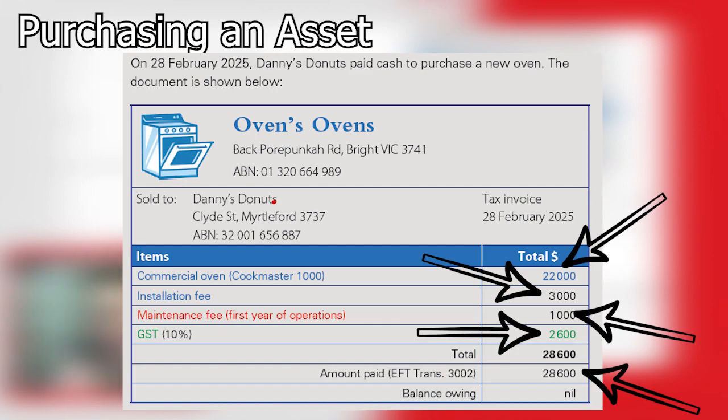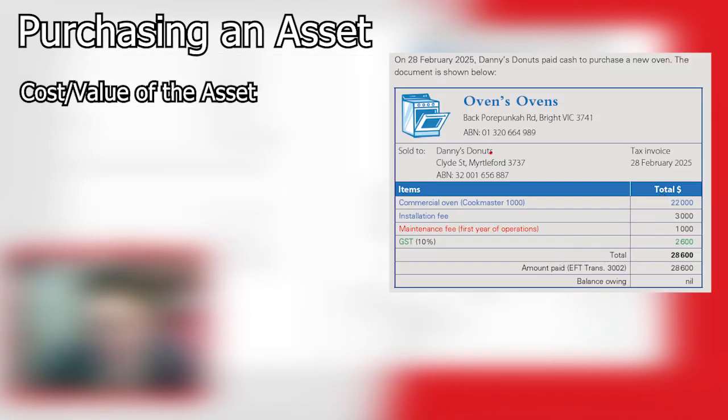So, when we purchase an asset, we have a few things we need to account for. Firstly, the cost of the asset, as you can see, $22,000. But we've also got stuff like installation fee and maintenance fees to deal with.